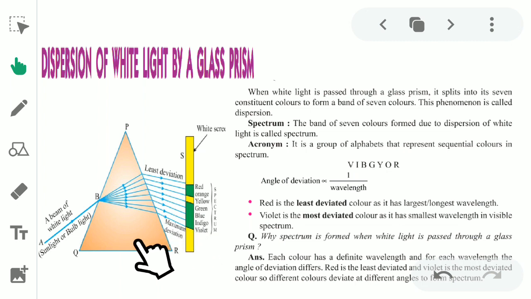Then one question will come: why is the glass slab not producing a spectrum? That we will see afterwards, because a glass slab is the combination of two prisms, one inverted relative to the other. So the deviation produced by the first prism is cancelled by the second prism. Because of that we will not get a color in the case of a glass slab.